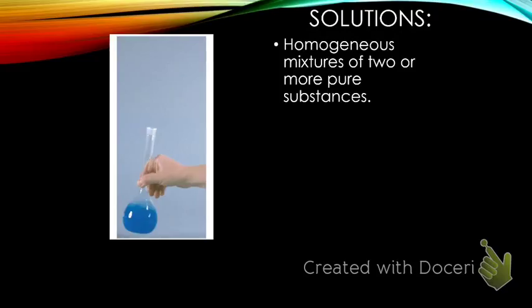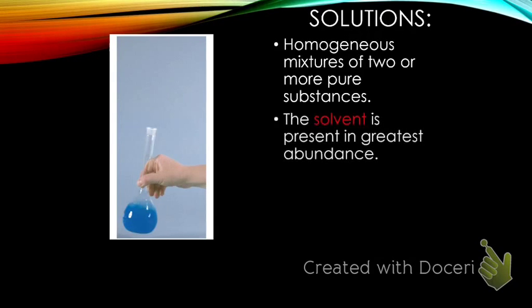However, whenever we have a homogeneous mixture, one of the components is going to be in a higher quantity than the other components. Whichever component is in the greatest amount is called the solvent. Anything else is called the solute. The solvent and the solute together make up what's called the solution.